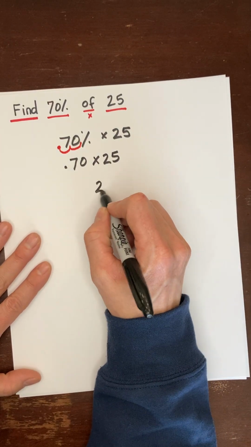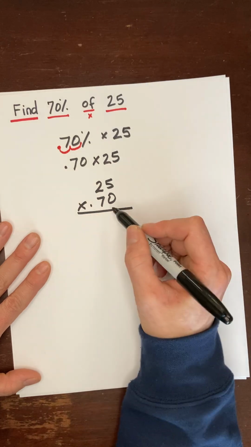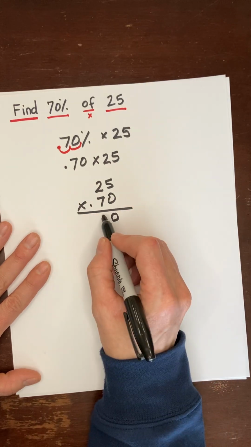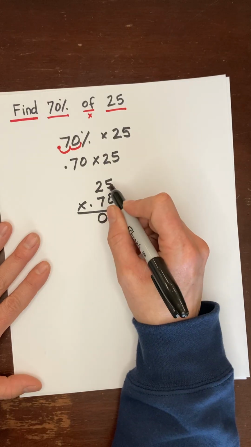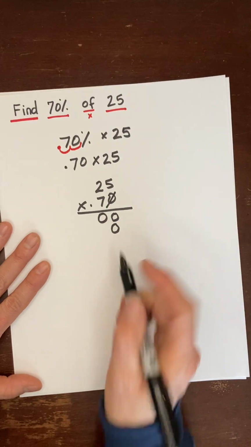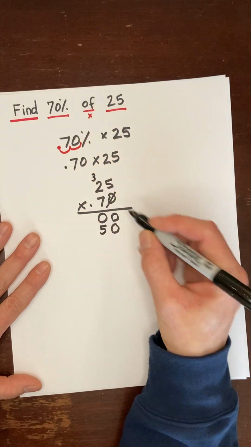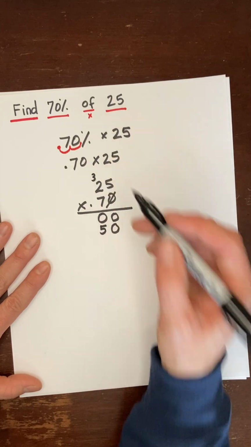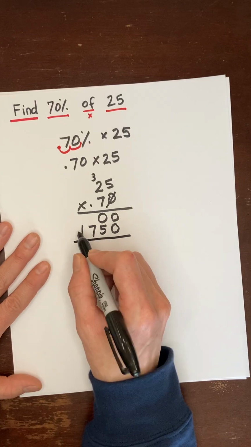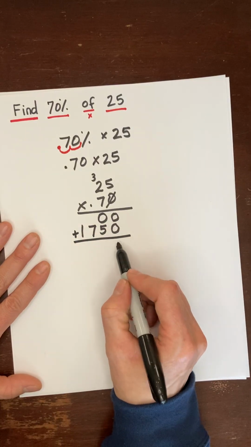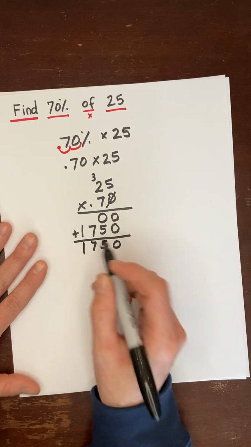So let's rewrite this. 0 times 5 is 0. 0 times 2 is 0. On our second row, we need our placeholder. 7 times 5, I'm going to cross this off because I've used it up. 7 times 5 is 35. So 5, carry the 3. 7 times 2 is 14, plus 3 is 17. I am now done, so I'm going to add these numbers together. 0, 0 plus 5 is 5, 7, and 1.